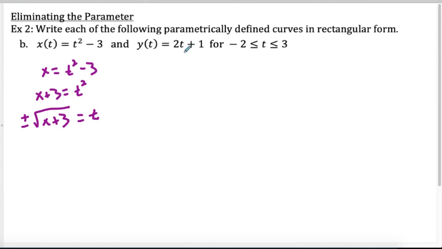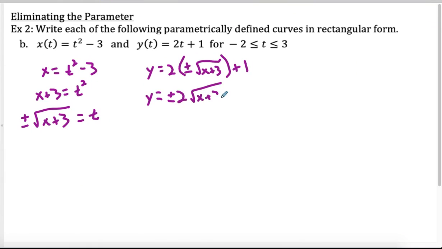So now I can take this and plug it in place of t over here. So y equals 2 times plus or minus the square root of x plus 3, plus 1. So really the only thing I can do to clean this up a little bit is, since these are being multiplied, I can just pull this plus or minus out front to make it look a little bit nicer. So plus or minus 2 times the square root of x plus 3, and then plus 1 outside. So this would be these two parametric equations put together in rectangular form.